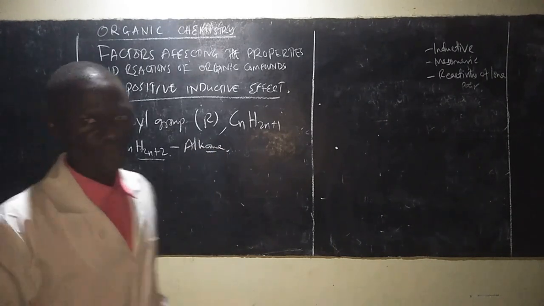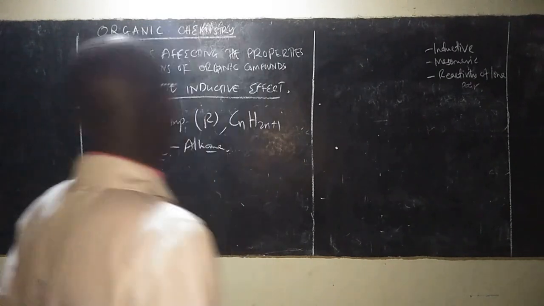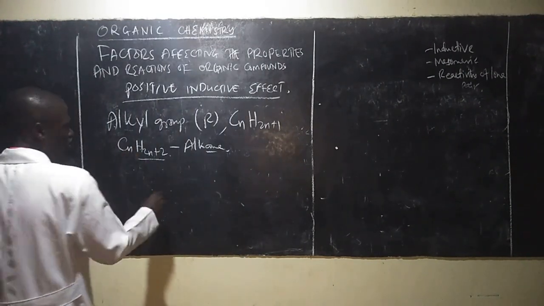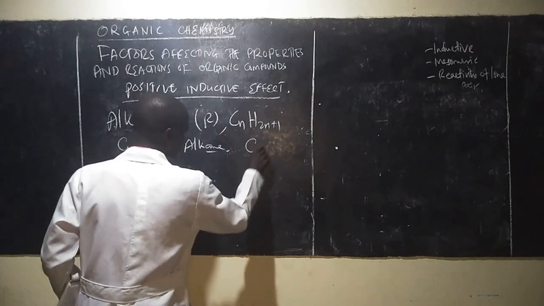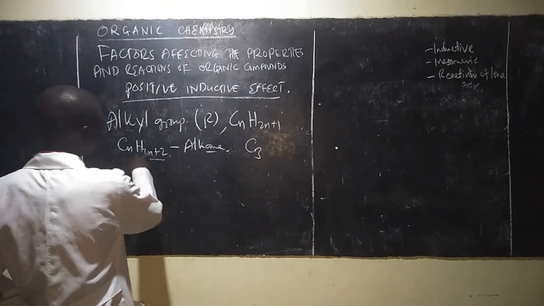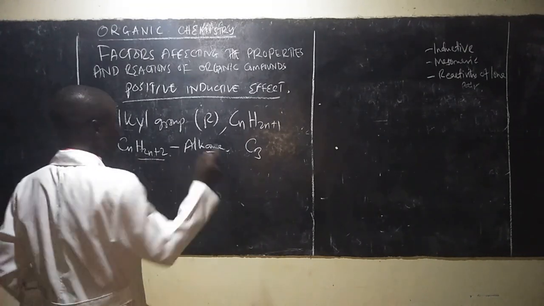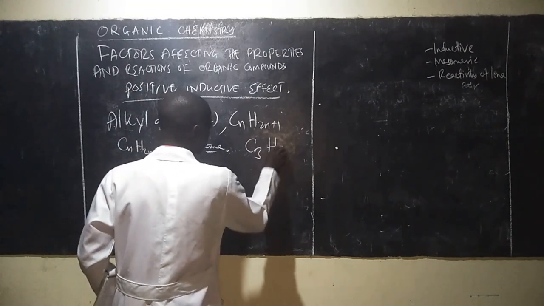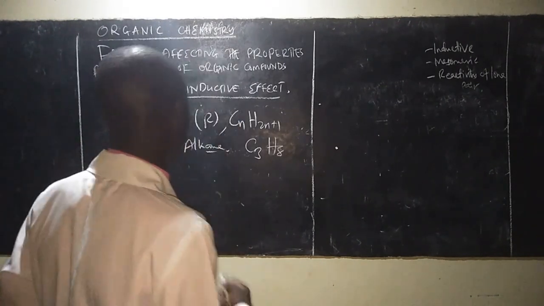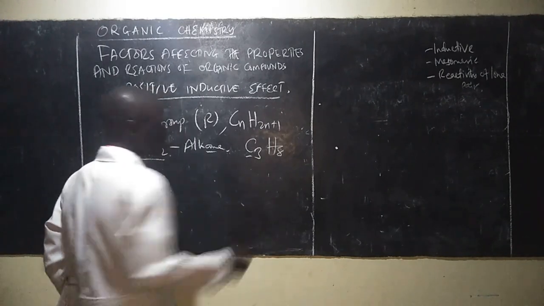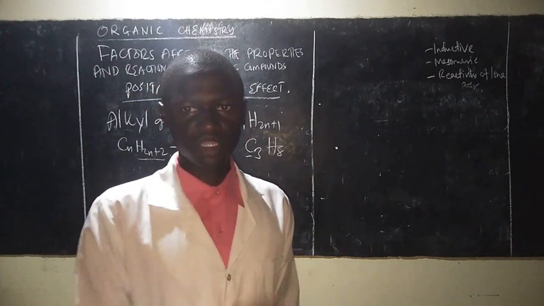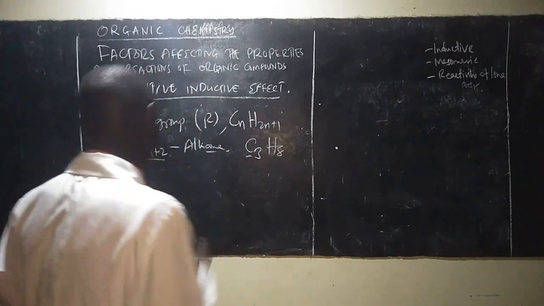Now, normally when we are drawing the structure of an alkane, let's say we are taking an alkane having 3 carbons. So it will be C, and then 3. Counting the number of hydrogens, it will be H2n+2, then it is 2 times 3, 6, plus 2 is equal to 8. So it will be H8. That is the alkane propane, we call it propane because it has 3 carbons. As you know from your organic chemistry of O level, the nomenclature of organic compounds, this is propane.